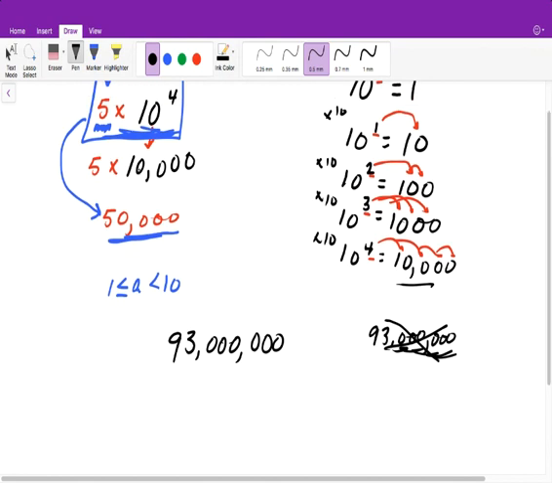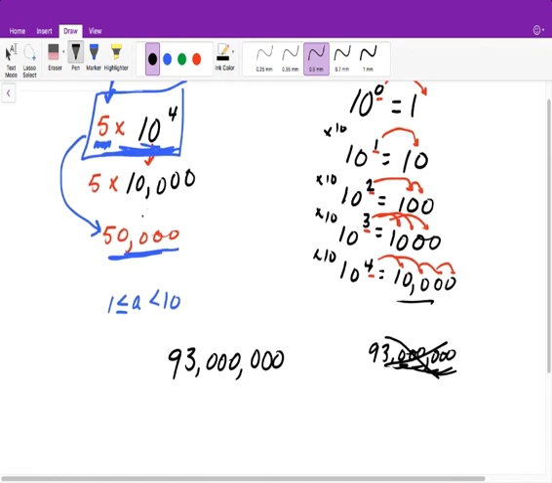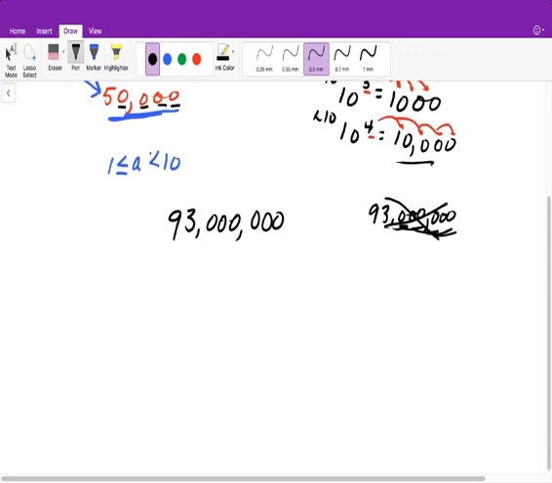So based on what we did here, one of the things that we could see is we had 4 zeros as part of that 50,000, and that 50,000 ended up being raised to 10 to the fourth power. So we can start by doing that and say that we have 6 zeros here. So we can say, well, this must be 93 times 10 to the 6th power. However, remember what I said here, that first digit has to be greater than or equal to 1 and less than 10. And 93 is greater than 10. So we need to rewrite this one more way.